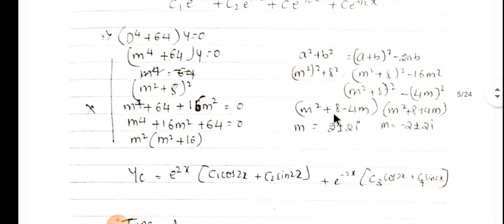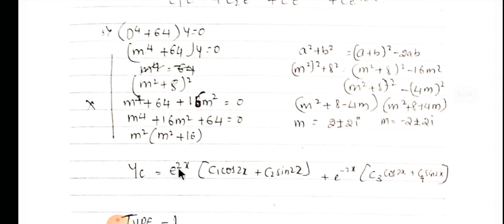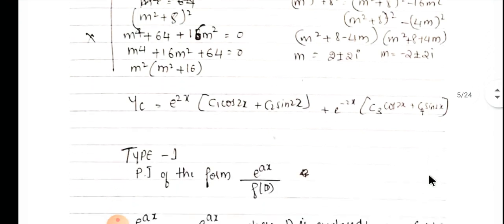The roots of this equation are 2 plus or minus 2i, and here minus 2 plus or minus 2i. This is imaginary, I mean complex. Therefore, e to the power 2x (c1 cos 2x plus c2 sin 2x). Here e to the power minus 2x (c3 cos 2x plus c4 sin 2x). Now, this completes the examples on how to find the complementary function.